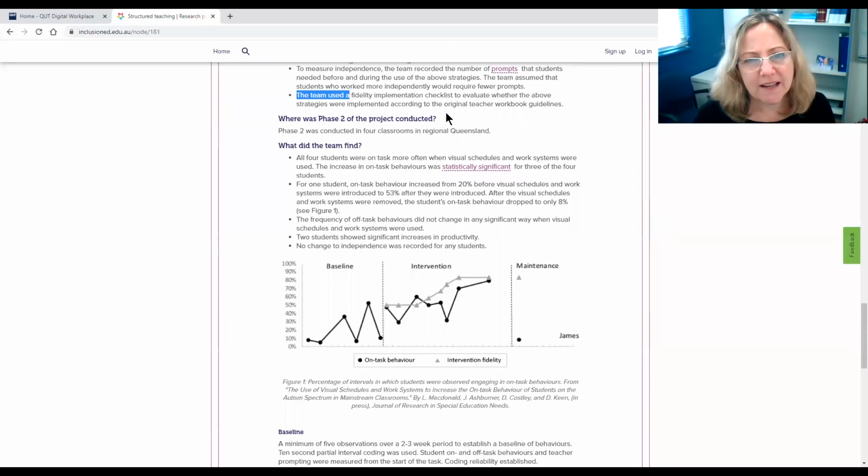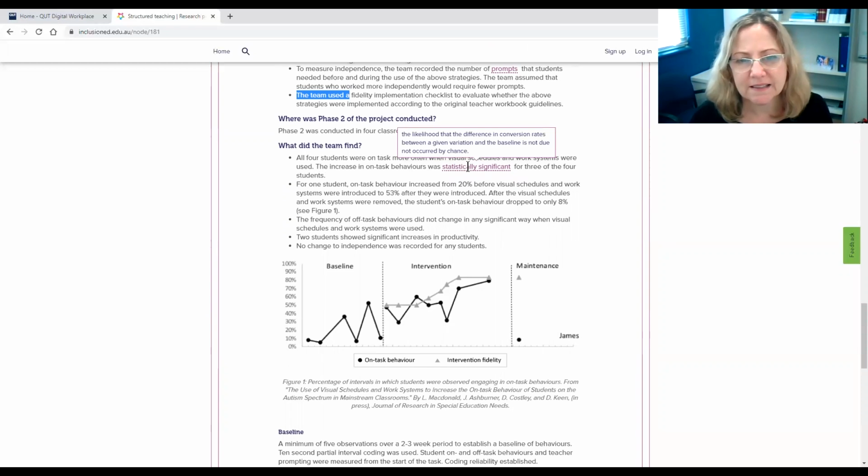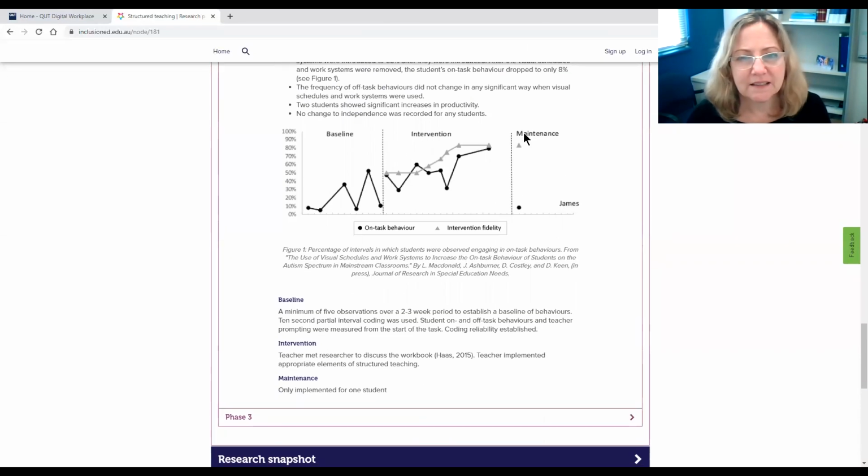So where was phase 2 of the project conducted? We can see there it was in 4 classrooms in regional Australia. And what did the team find? And down here I can see the increase in on-task behaviours was statistically significant. And we can see an example here. And what is this showing me?